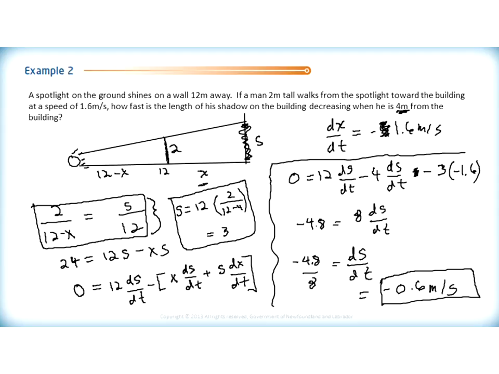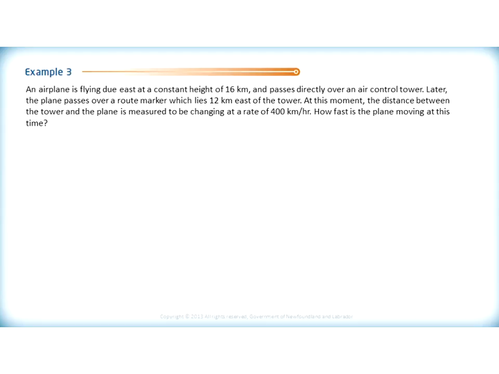Good question. All right. Next one. An airplane is flying due east at a constant height of 16 kilometers, and it passes directly over an air control tower.